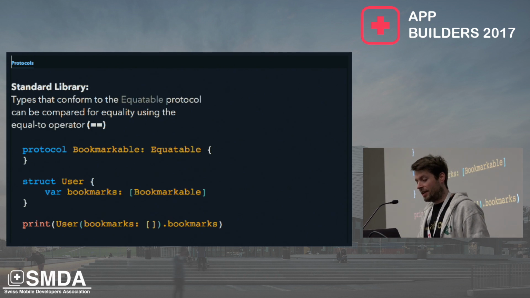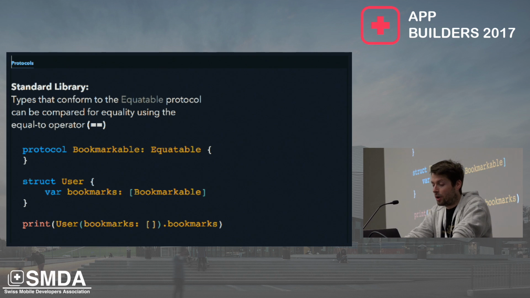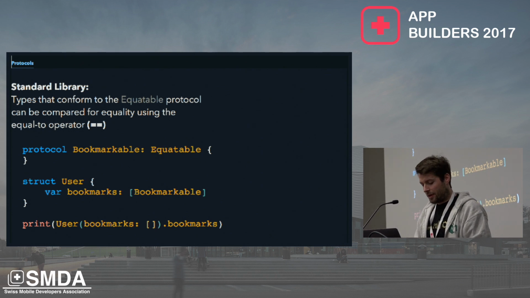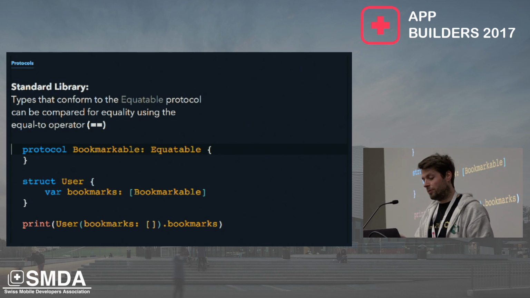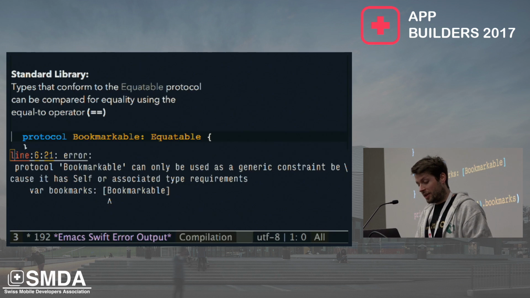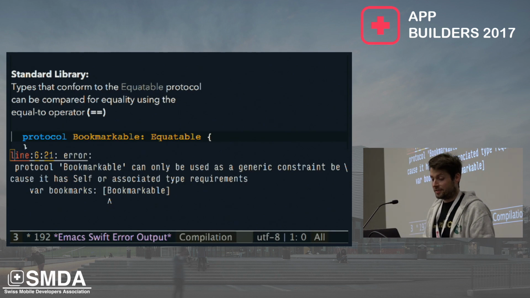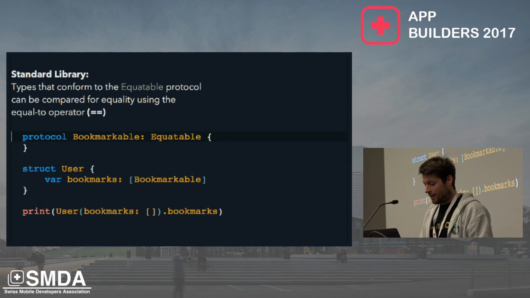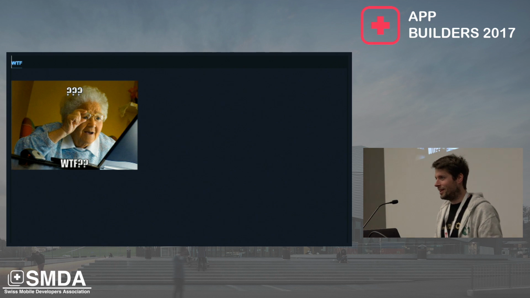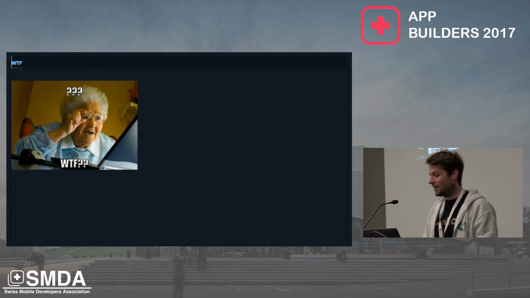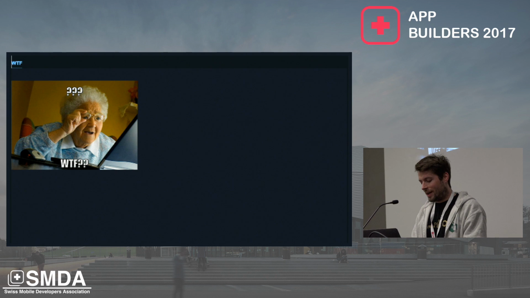And then at some point you decide, well, I would like this to also be Equatable, because I want to compare my bookmarks. So you add the Equatable protocol to the Bookmarkable protocol, and then you execute that code. And the compiler says, oh, hell no. Bookmarkable can only be used as a generic constraint because it has Self or associated type requirements. And you say, what? What's happening here? What does that mean? This is literally one of the worst error messages you can have for something that everybody kind of wants to do in Swift.